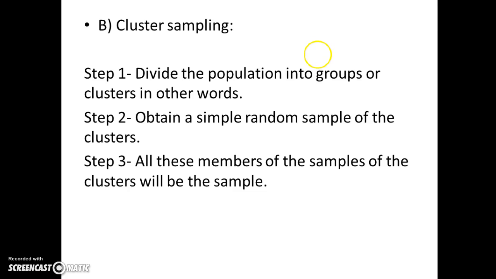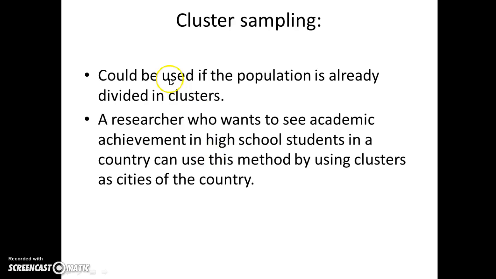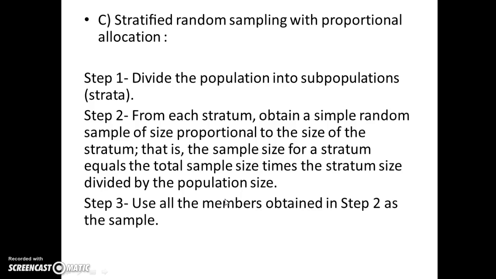Cluster sampling. You divide the population into groups or clusters, and you obtain simple random samples from the clusters. All those members gathered together are the members of the sample. You can use cluster sampling if the population is already divided into clusters. For example, a researcher who wants to see academic achievement of high school students in a country can use this method by using the cities of the country as clusters. Each city is a cluster, and you choose the samples from the cities, which is cluster sampling.